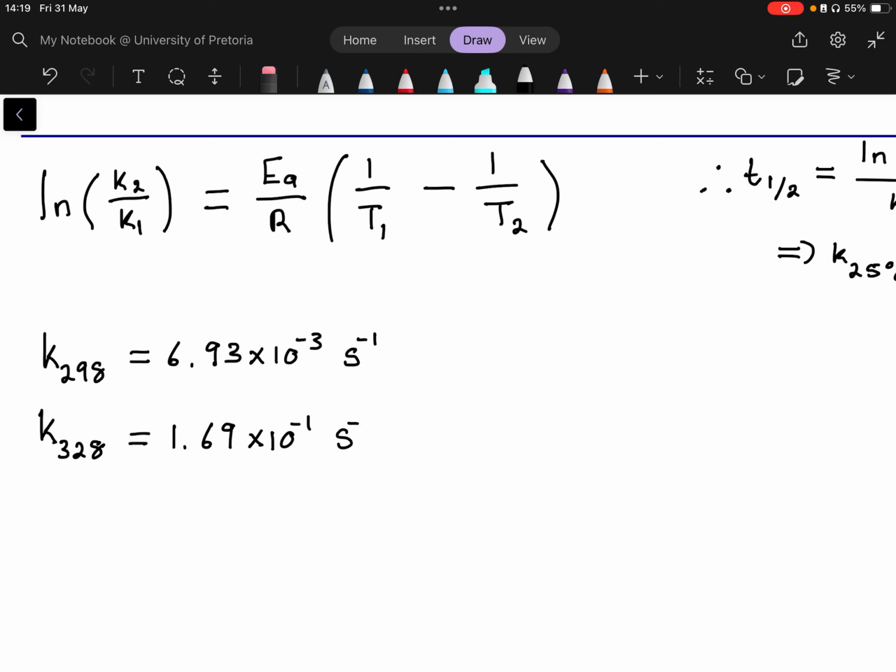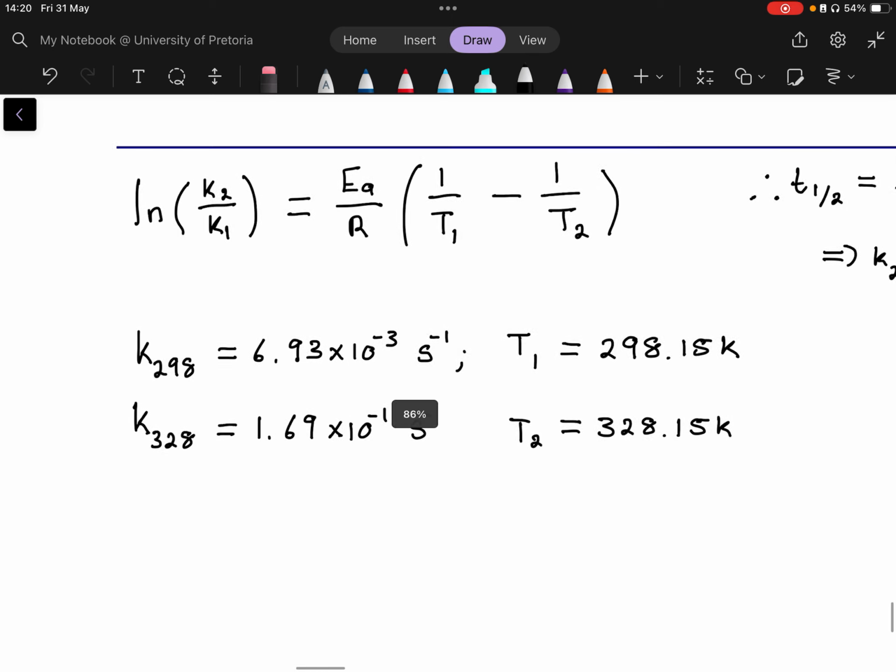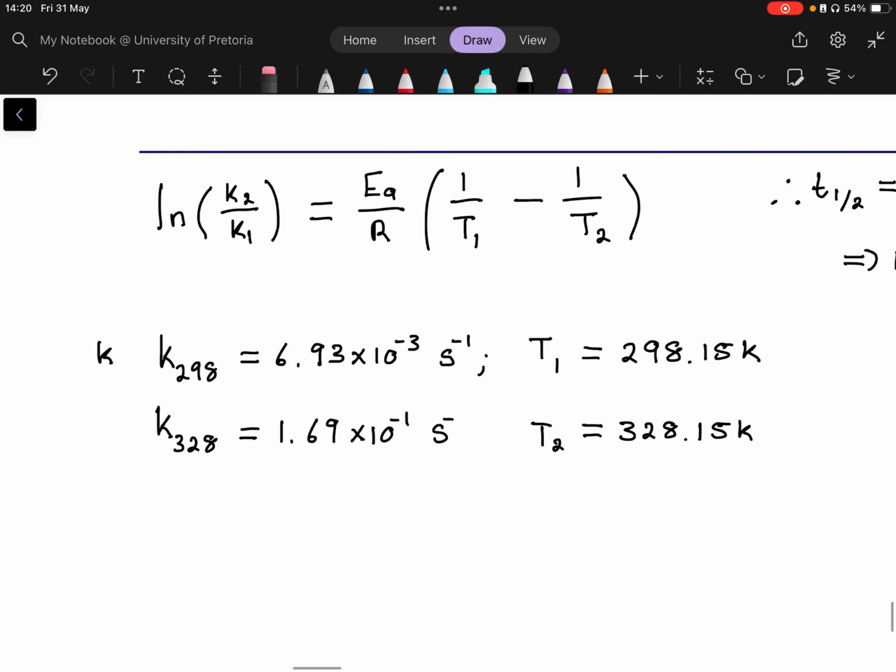Of course, we're also given the two temperatures. So this goes along with T, let's call this one T1, so it's 298.15 Kelvin. This one, T2, is equal to 328.15 Kelvin. So whatever subscript you want to use, you can also just call this one k1 and this one k2. It's irrelevant which one is 1 and 2. The ratios will sort themselves out.